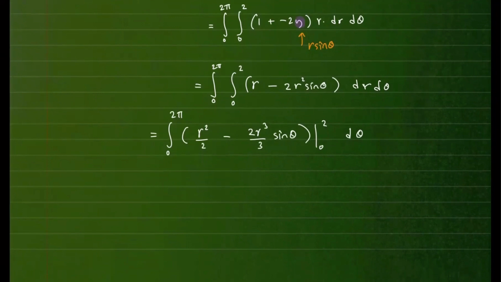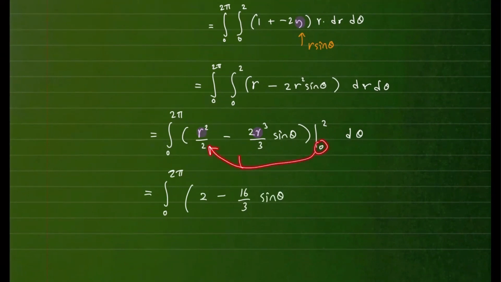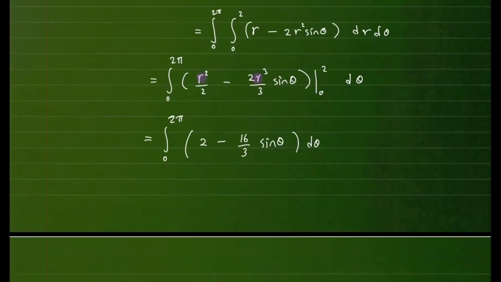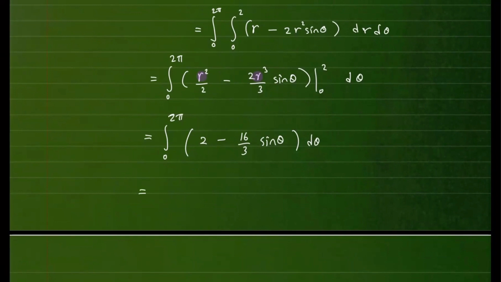Now plug in for each r, 2 and then 0, using the fundamental theorem of calculus. So we have the integral from 0 to 2 pi. Plug in 2, you have 4 over 2, that would be 2, minus 2 cubed, that's 8, times 2, that's 16 over 3 sine theta. And when I plug in the lower limit 0 into each of these r values, I get 0. So we just write this. Okay, so the next thing is to finish up integrating with respect to theta. When I integrate with respect to theta, I have 2 theta. When I integrate negative 16 over 3 sine theta, that's going to give me positive 16 over 3 cosine theta, because the integral of sine is negative cosine. The negative canceled out. All right, so that is what we have.